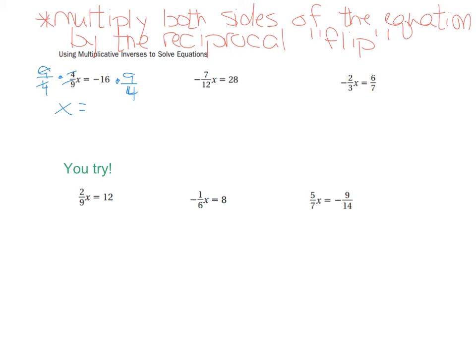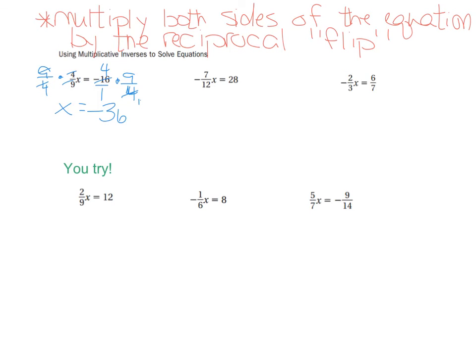Remember how to multiply a whole number by a fraction? Put it over 1. 4 goes into 4 one time, 4 goes into 16 4 times. Negative 4 times 9 is negative 36. See, that wasn't all that bad, was it? Looks scary, looks ugly when we do it, but we got a nice number.